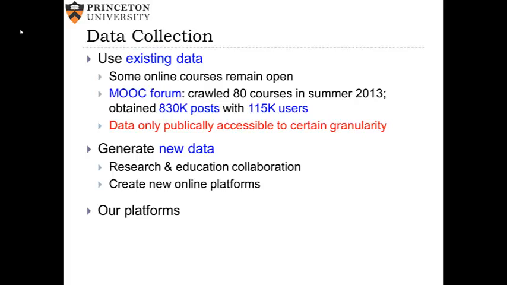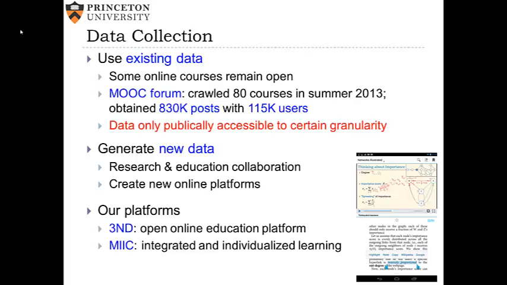We have developed 2 learning systems. One is 3 Nights and Done, or 3ND, which is a non-profit free online education platform. Second is the Mobile Integrated and Individualized Course, or MIIC, which is a platform that integrates all modalities of learning into a single app and individualizes the learning experience for each student. Shown here is the UI for MIIC.